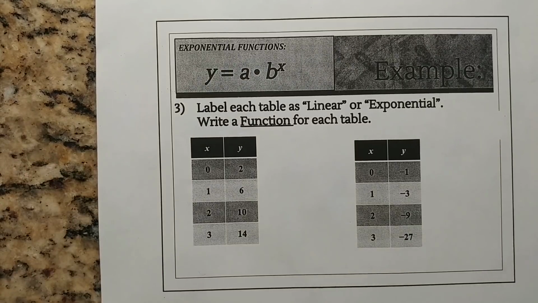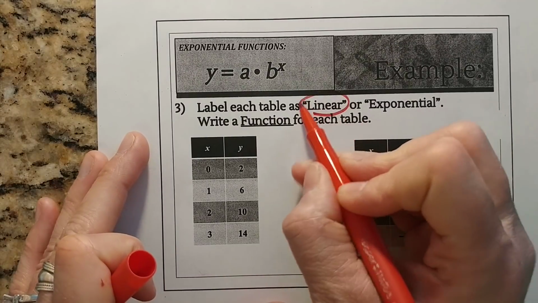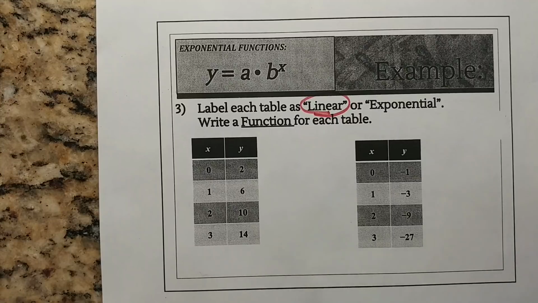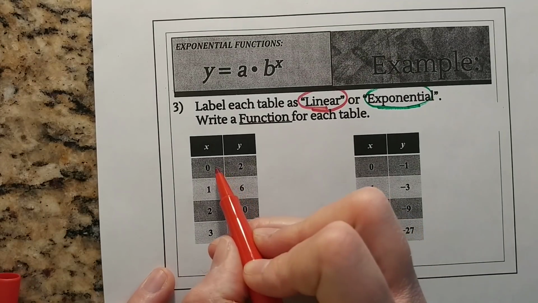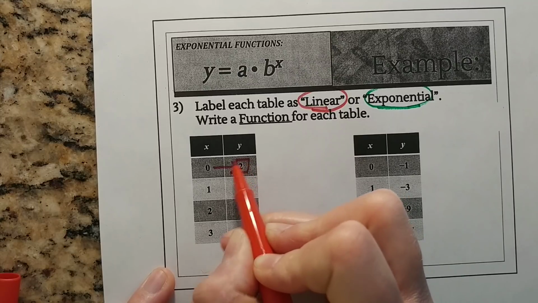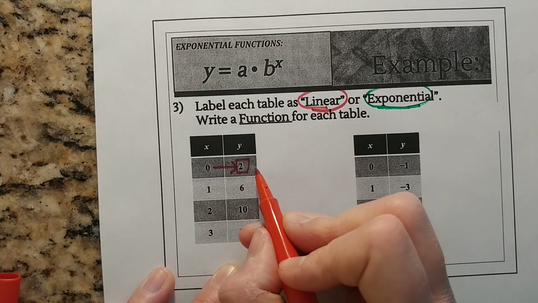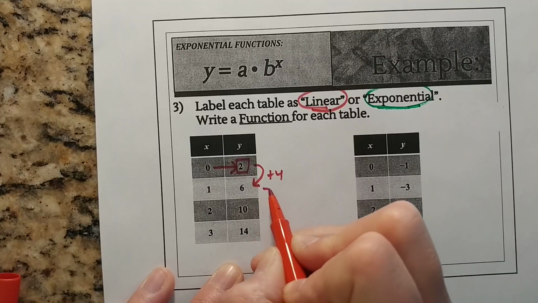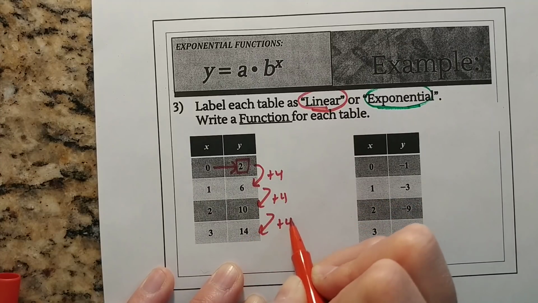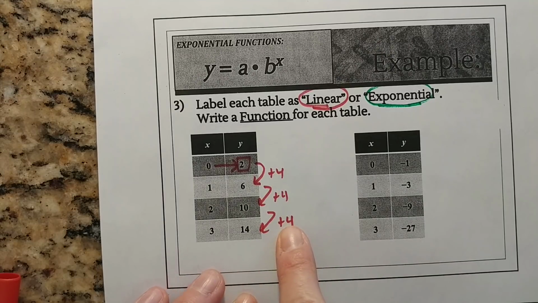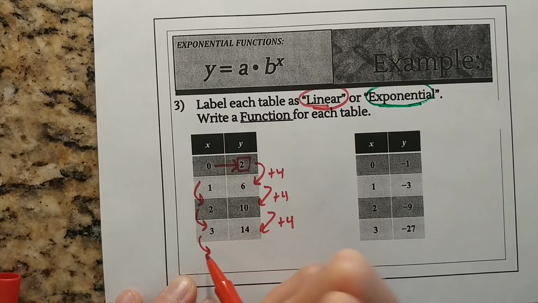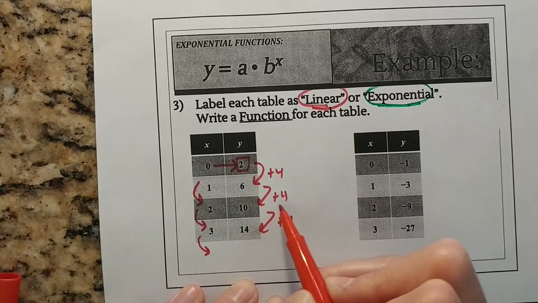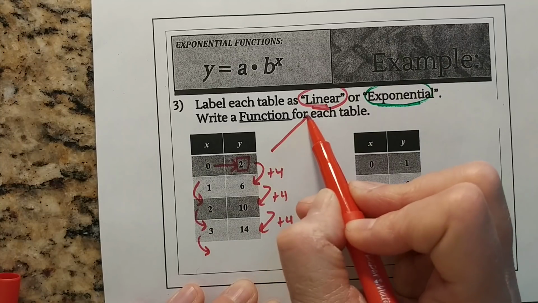All right, number 3, we're going to label each table as either linear or exponential. So let's take a look at what's happening in each table. Here in this table, I see that the function has a y-intercept of 0, 2. And then if you take a look at the pattern, it goes +4, +4, +4. It's a constant addition pattern. Take a look at the x. It goes up plus 1, plus 1, plus 1. So when we have a constant addition pattern, this is a linear function.